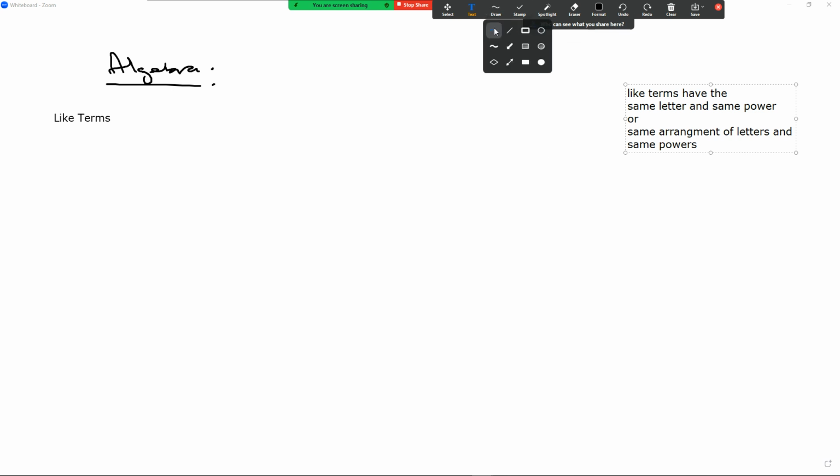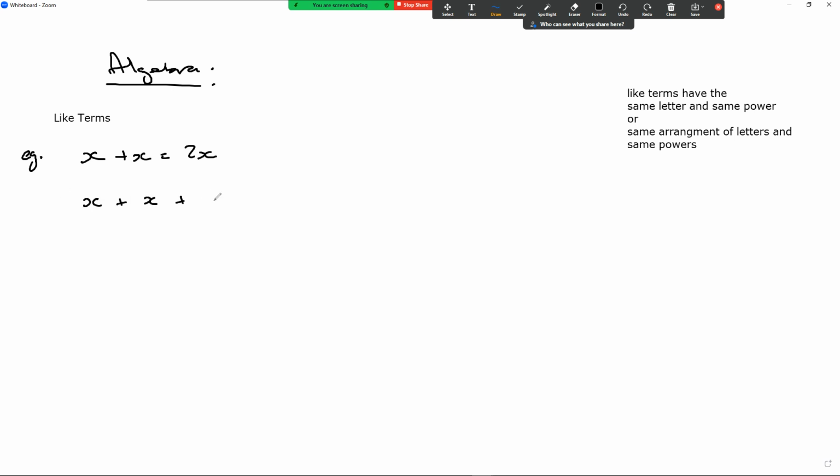An example of this would be if I have x plus x, it'll equal 2x. Or x plus x plus x will equal 3x. But x plus x squared stays the same. So we can't really go any further than that because these are not like terms.